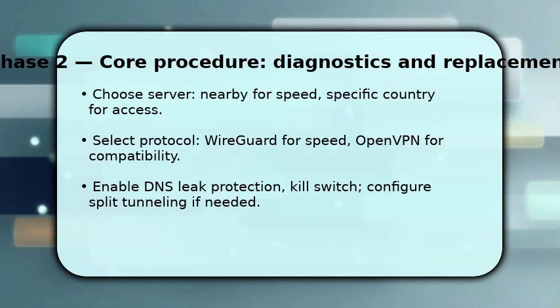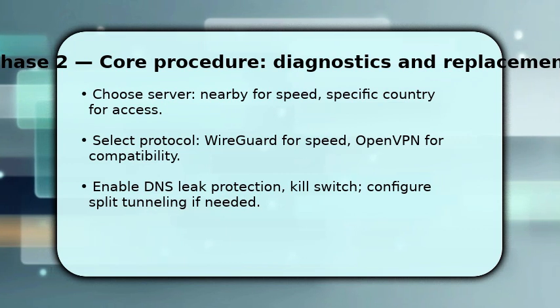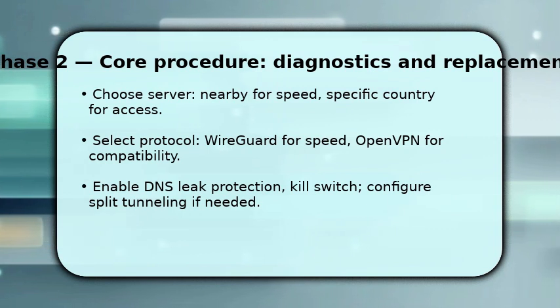You now select a server and protocol. Tap the server list, pick a nearby server for speed or a specific country for access. Once chosen, select a protocol, WireGuard for speed, OpenVPN for compatibility.